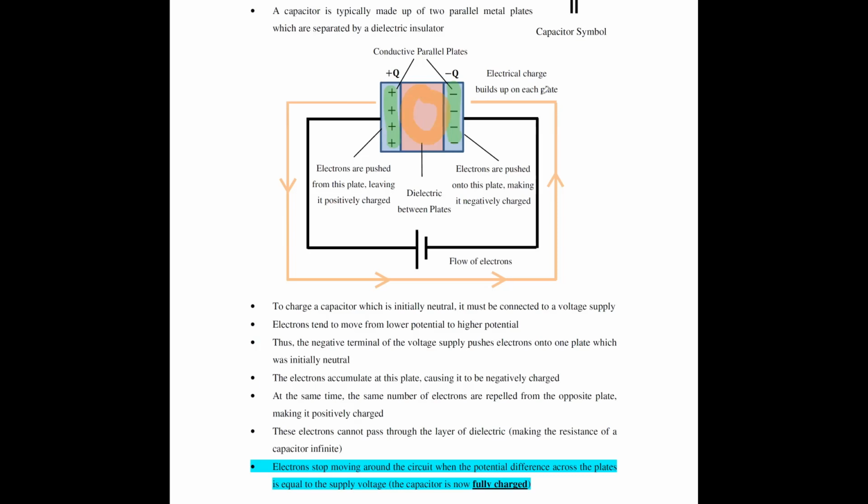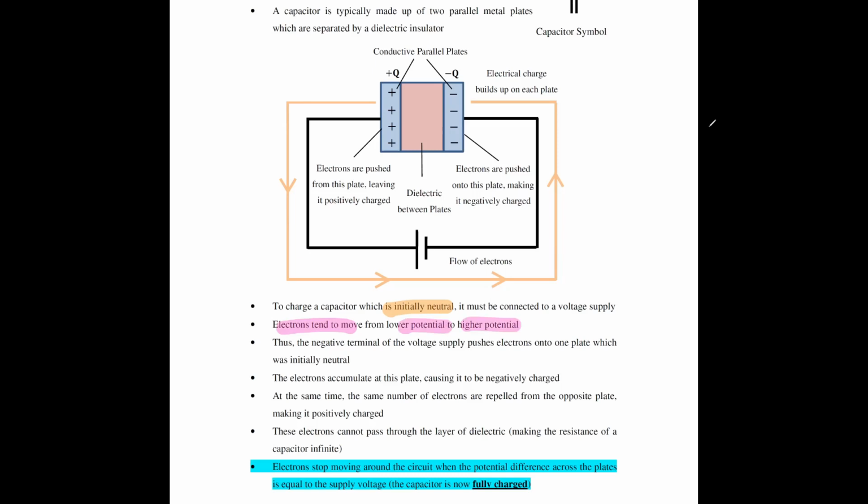Okay, so now your capacitor is initially neutral. You want to charge it up, you want it to store energy. So what you first need to do is connect it to some sort of voltage supply. Say maybe you connect it to a cell or battery here. So from there, your capacitor will now start to charge up. But how does it actually charge up is based on this principle. Electrons tend to move from lower potential to higher potential.